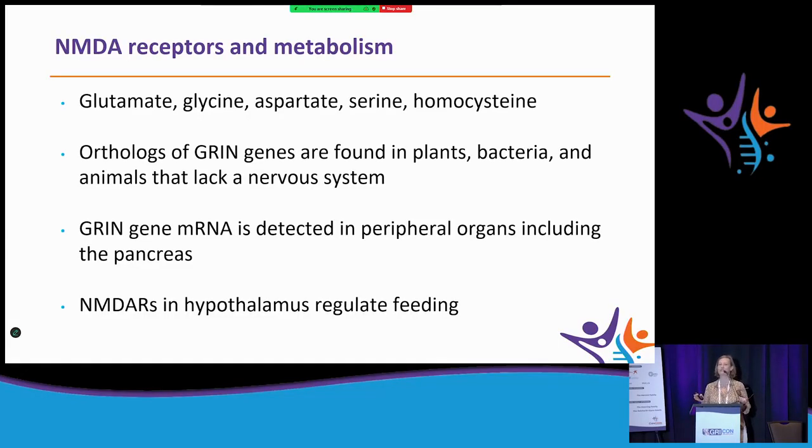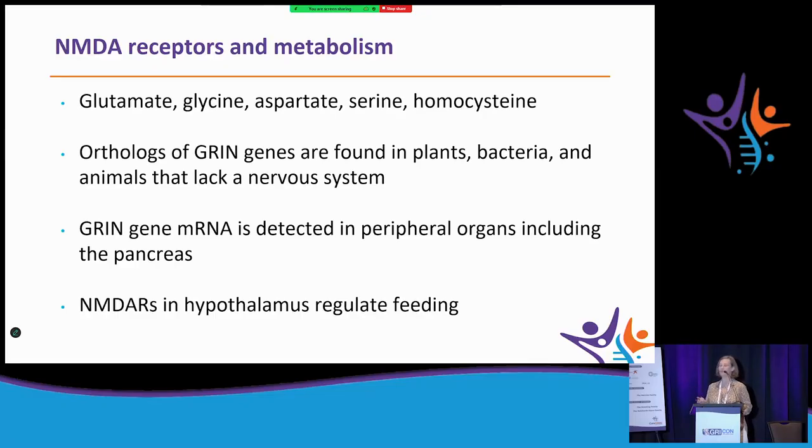I wanted to point out a few things starting off. This has always interested me. NMDA receptors are the only receptor that I know that can bind to multiple amino acids and requires them to be activated. So glutamate and glycine are not just neurotransmitters, they're also building blocks. And beyond that, at higher concentrations, you can get activation with aspartic acid, with homocysteine, and even with L-serine.